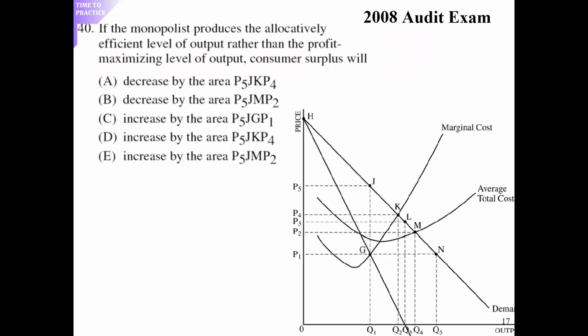Okay. So now, if I took that across, above the price, below demand, the green is allocative efficiency. The blue would be at the profit maximizer. So the first thing, did it increase or decrease? It increased, right? And it increased by, could someone give me what this geometric shape would be called? Okay, a trapezoid. P5, J, K, P4. Is that right? Is that dogwood? All right.